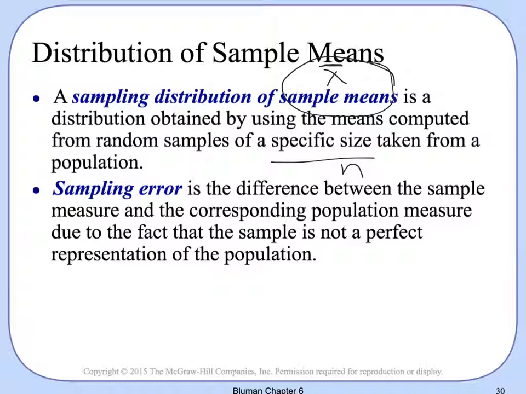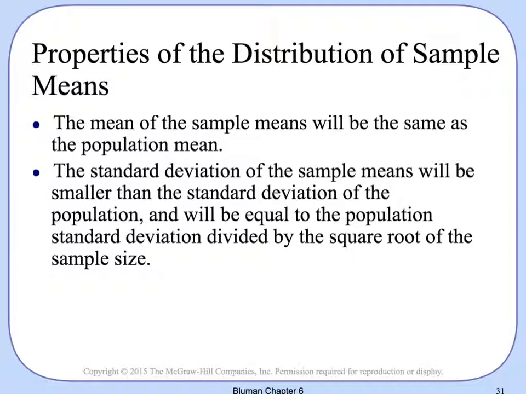The sampling error is the difference between the sample measure and the corresponding population measure due to the fact that the sample is not a perfect representation. So we'll talk a little bit about sampling error, but that's how far that is away from the actual population. Do you think the sample average is the same as the population average when you actually look at it? All right. The mean of the sample means will be the same as the population mean. So each sample mean is going to be different, but if we average all those sample means, it should actually be the population mean. So that's kind of interesting, okay? If I average all those little sample averages, that actually ends up being my population average.